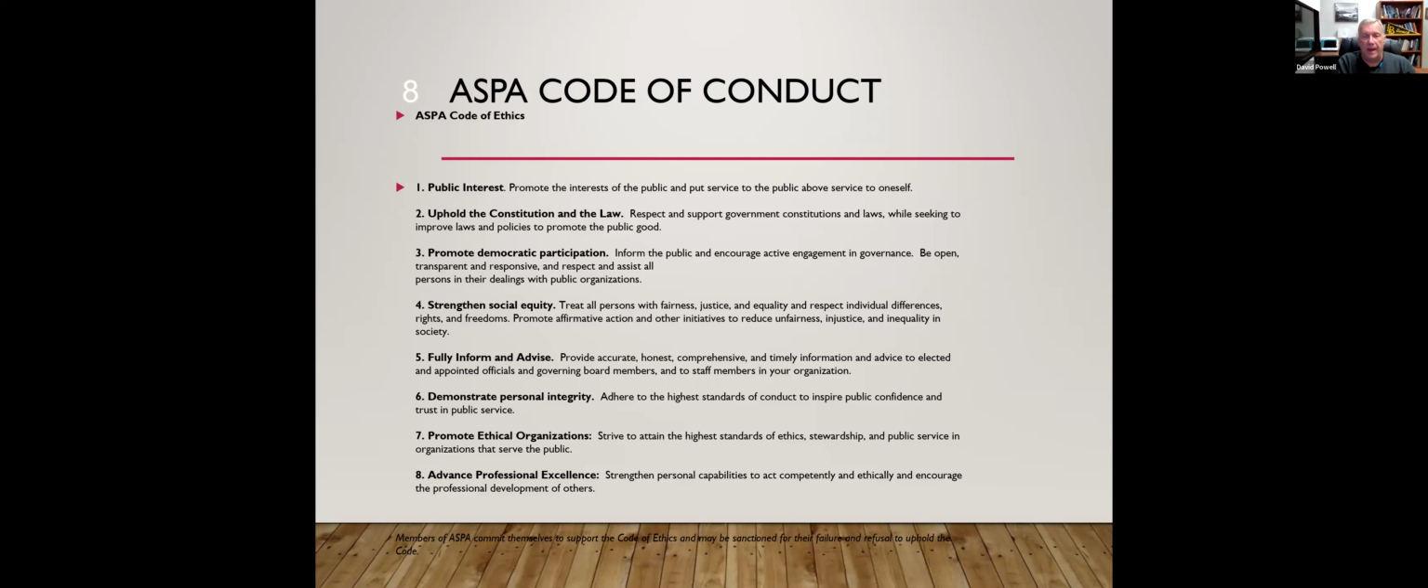Oftentimes, people don't know how to deal with a public agency. They don't know how to navigate the bureaucracy. We need to try and promote that type of democratic participation. Number 4, strengthen social equity. Again, one of the hallmarks of the new approach to public administration. Treat all persons with fairness, justice, and equality, and respect individual differences, rights, and freedoms. Promote affirmative action and other initiatives to reduce unfairness, injustice, and inequality in society. Number 5, we already talked about this one, to fully inform and advise.